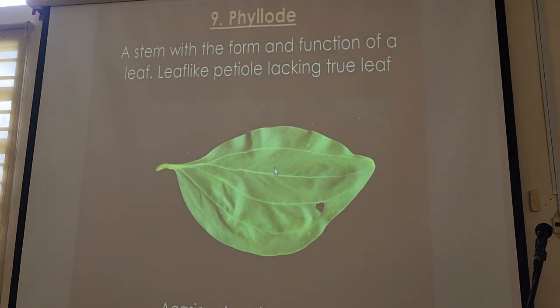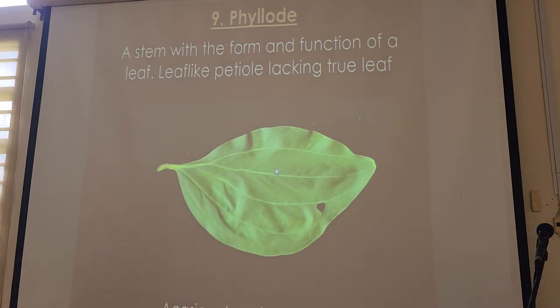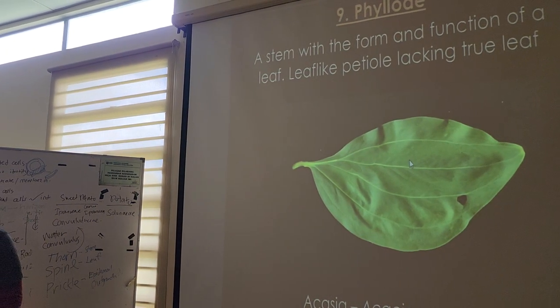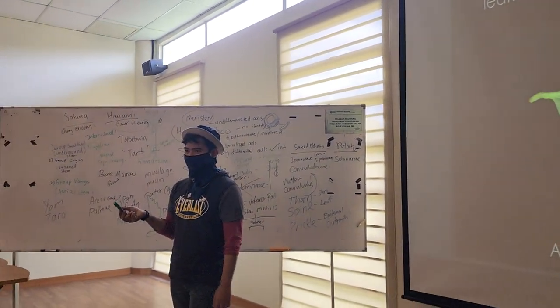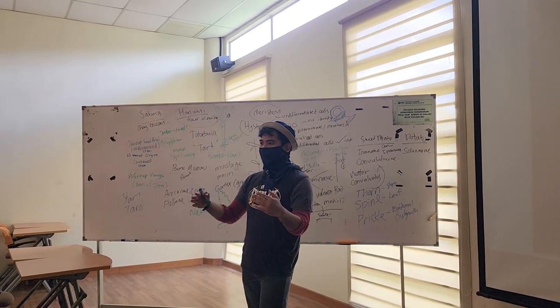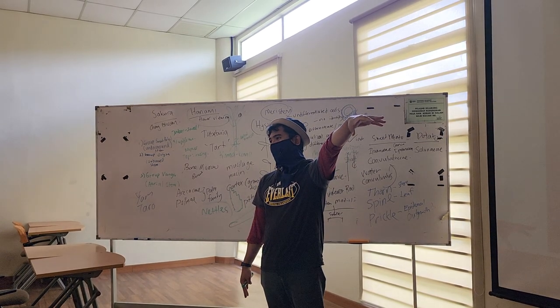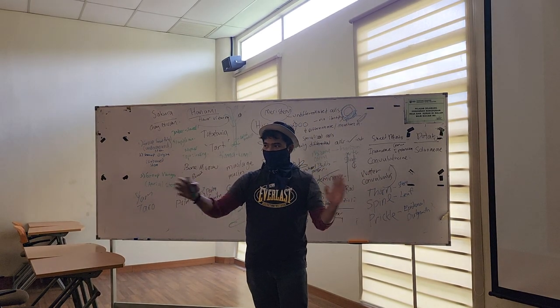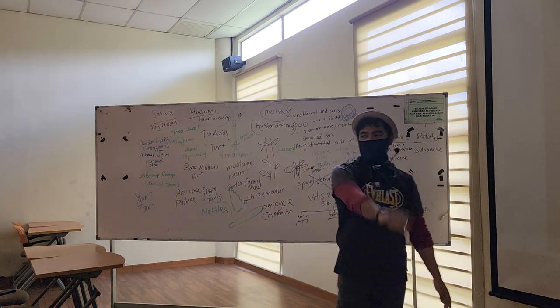All right, phyllode. Okay. So this is the stem with the form and function of a leaf. This we have these three at UPM. How do I describe it? Unit agrotek. Ladang kongsi. Yeah. Ladang kongsi. There's a long road. If you keep on going that road, you will reach golf course. So by the side of this small road, ada pokok akasia. Akasia. Many, many trees. Akasia.